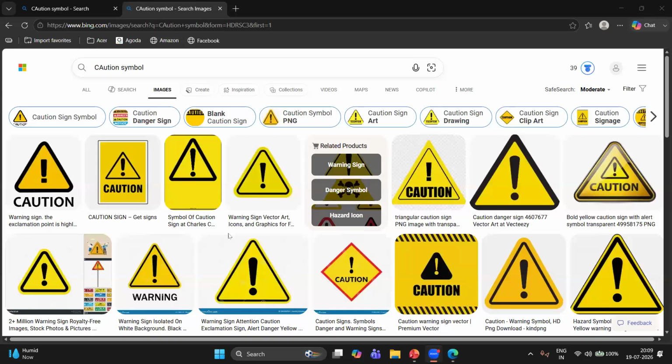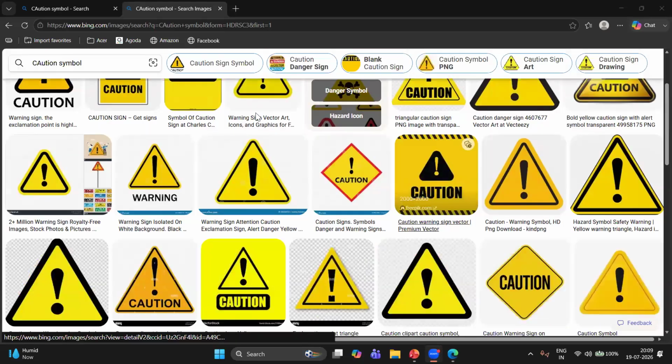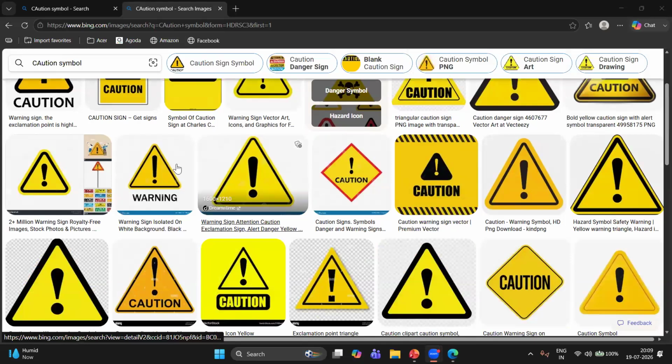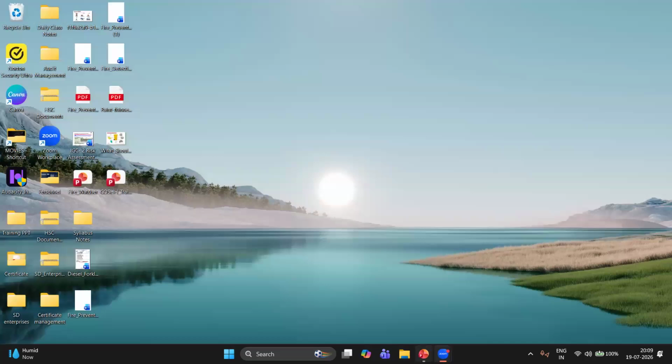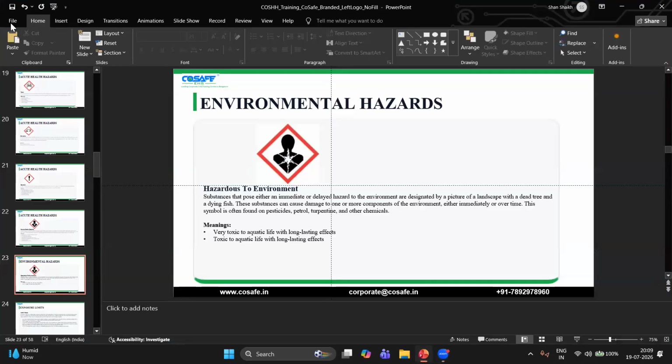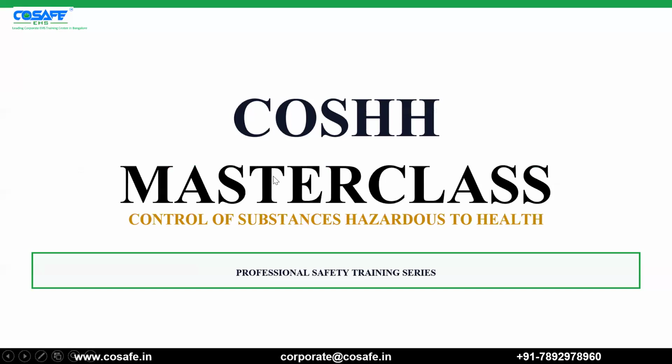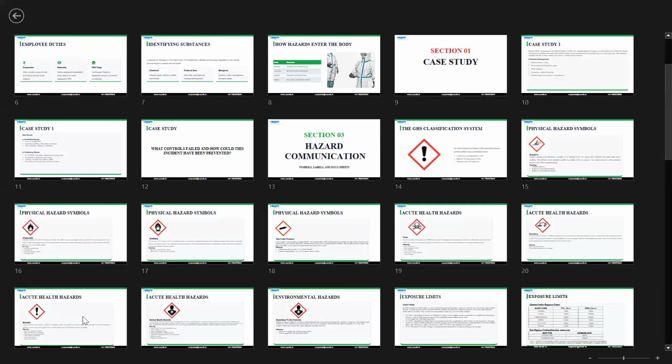Whenever you see this symbol in yellow color, this is Cousin. But when it comes in a red border, it is different. Okay, let's go into presentation mode. Where were we? We were here.